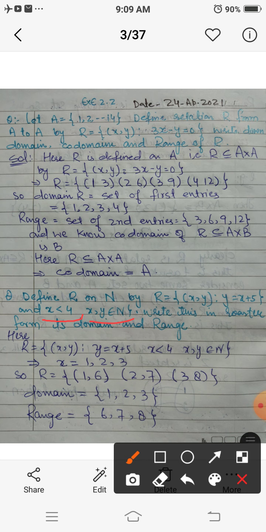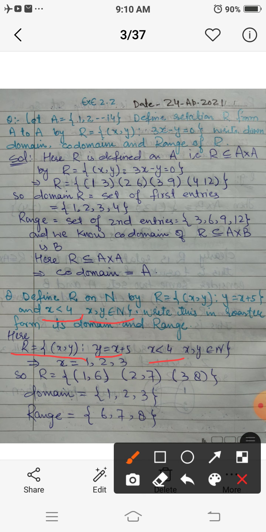When R is a relation on N, this means that R is a subset of N cross N. And R is defined by those xy's such that y equals x plus 5 and x is less than 4. Here x is less than 4 and x is natural, which implies that x equals 1, 2 and 3. We cannot put x equals 4 because it is given that x is less than 4. So x equals 1, 2, 3.